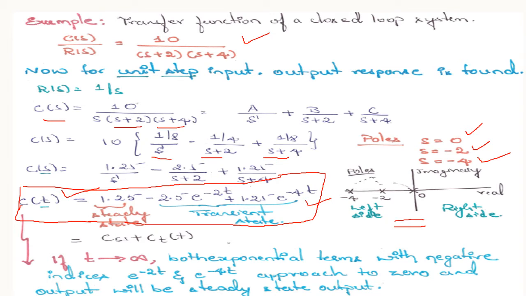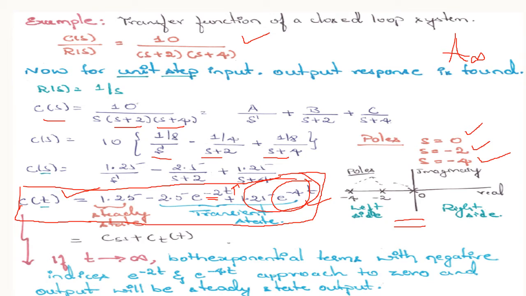Now I want the transient to die out. If the transient exists even until infinity, then the system is said to be unstable. Now in our case it is e power minus 2t. If I vary the time towards infinity, since it is a negative decay, the exponential term will die out at infinity. Again in the second term I have 1.25 e power minus 4t. Again this whole term will die out because it is an exponential decay, a negative term.